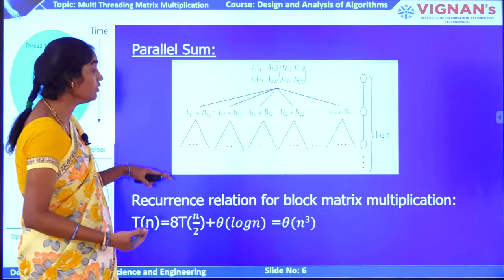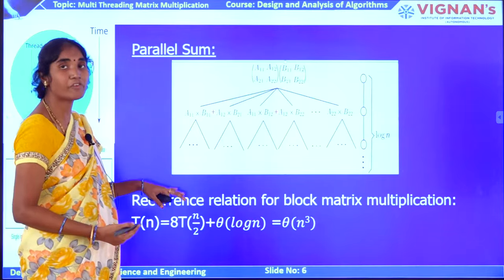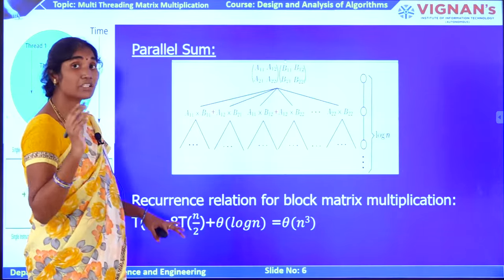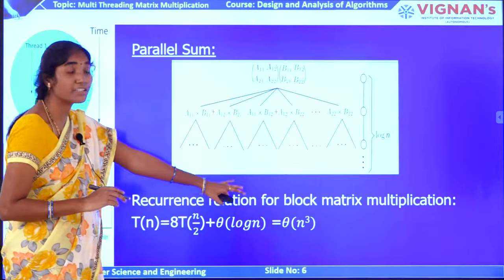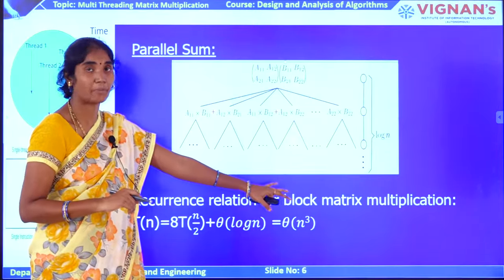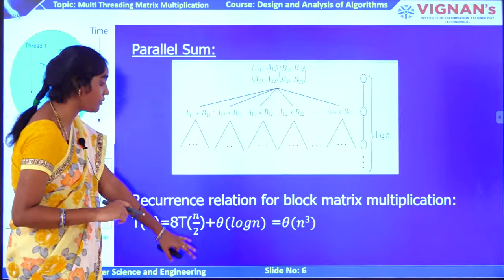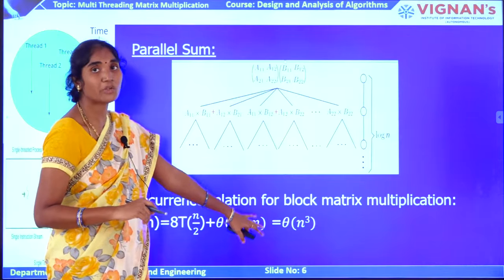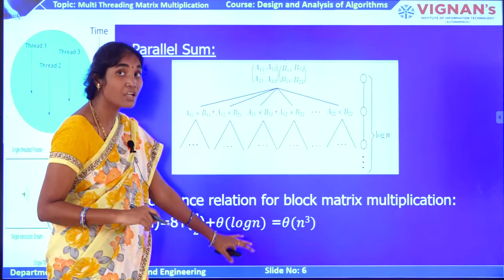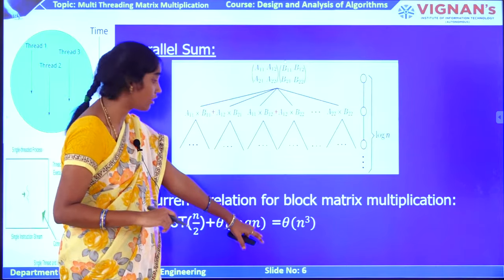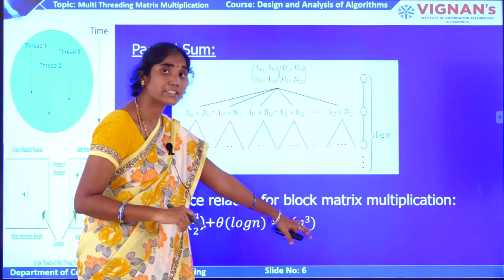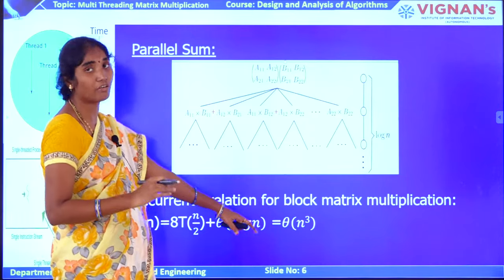Now I want to represent this with the help of a recurrence relation. Previously you had already seen the recurrence relation for block matrix multiplication, which is 8T of n by 2 plus theta of log n. By using master theorem you can solve this, and you will get the time complexity as theta of n cube, which you have seen already, right.